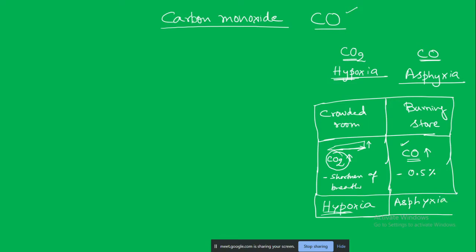Asphyxia. So in asphyxia, unconsciousness and death can take place. It is more like a poisoning. In hypoxia it will be a slow process. It is not so toxic, whereas small amounts of carbon monoxide are sufficient to affect the person. So there is a fine difference between these two.